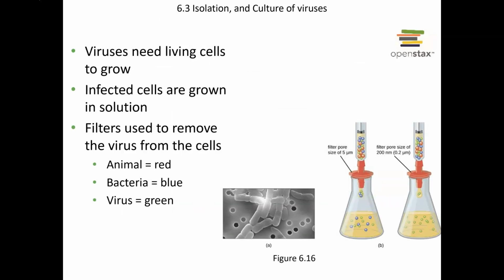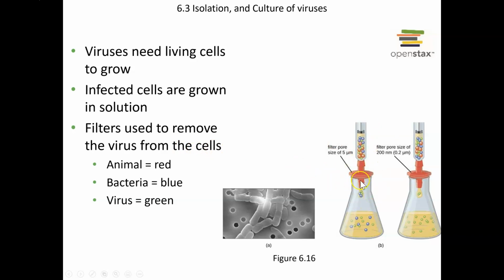The last thing we're going to talk about with viruses is how we grow viruses. Viruses have to have living cells to grow. They can't grow on their own because they don't have any metabolic properties. So infected cells are grown typically in solutions with the virus in the solution, and then filters are able to remove the virus from the cells. And so here we have a filter.